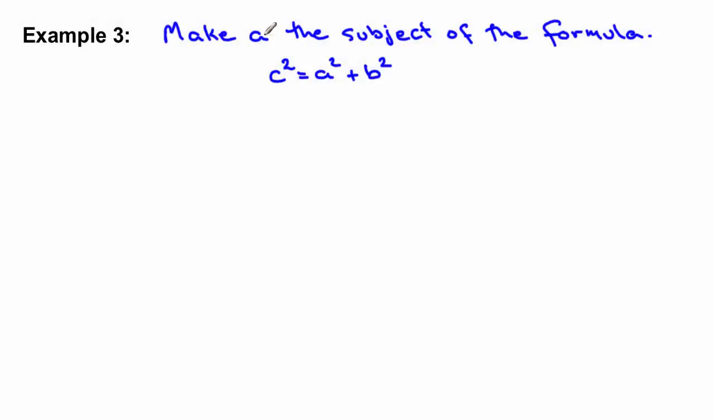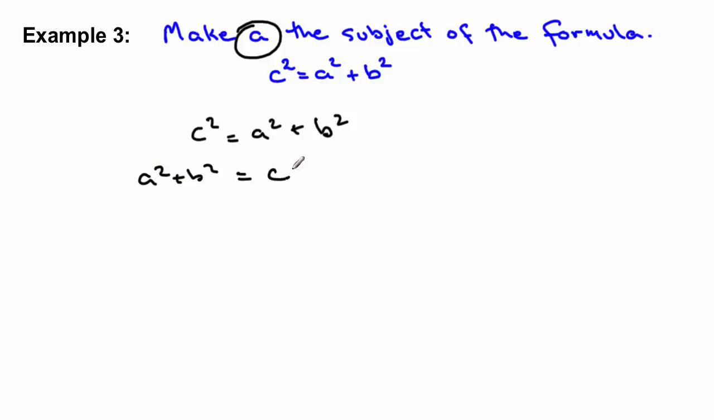Here we're going to make a the subject of the formula. Now this is a fairly common formula we know as Pythagoras' theorem. So we're going to have c squared equals a squared plus b squared, and we're going to make a the subject of the formula. So we'll write a squared plus b squared equals c squared, and this places a in the right position even though there are other variables that we've got to remove.